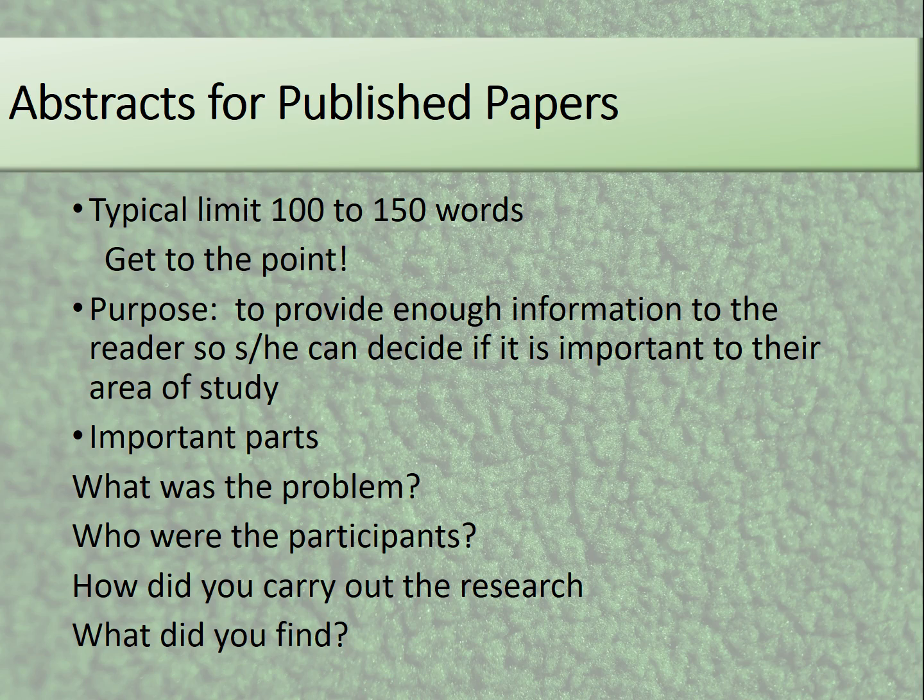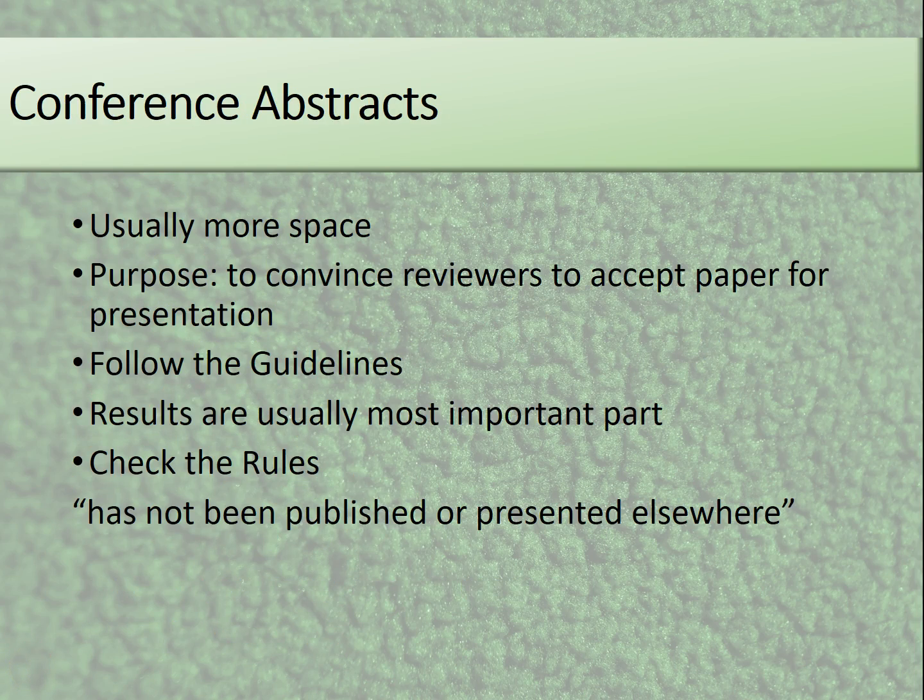Important parts of the abstract are listed below. What was the problem? Who were the participants? How did you carry out the research? What did you find? Conference abstracts are slightly different. Usually you are allowed a little more space because the reviewers must be convinced to accept your paper for presentation. In other words, the purpose is to convince reviewers to accept the paper for presentation.